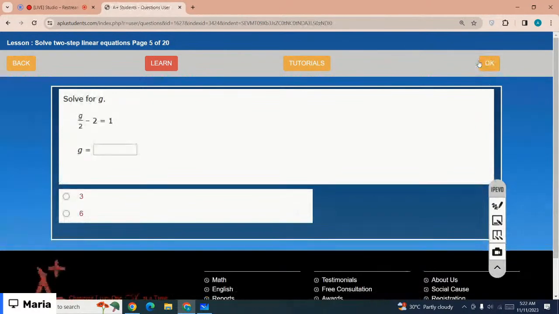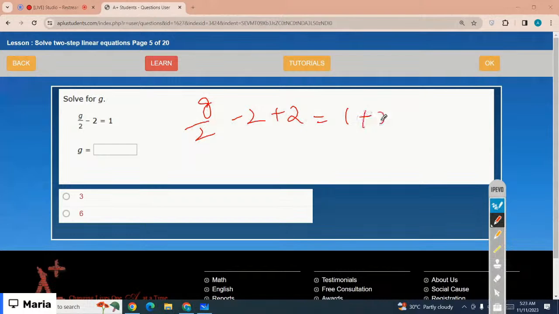So we solve for g. So how do you solve? So you have g over 2 plus 2, right? The opposite of addition is subtraction. 2 minus 2 makes 0. You're left with g over 2 equals 3. Move the 2 to the other side, so that would be 3 times 2. The correct option is 6.